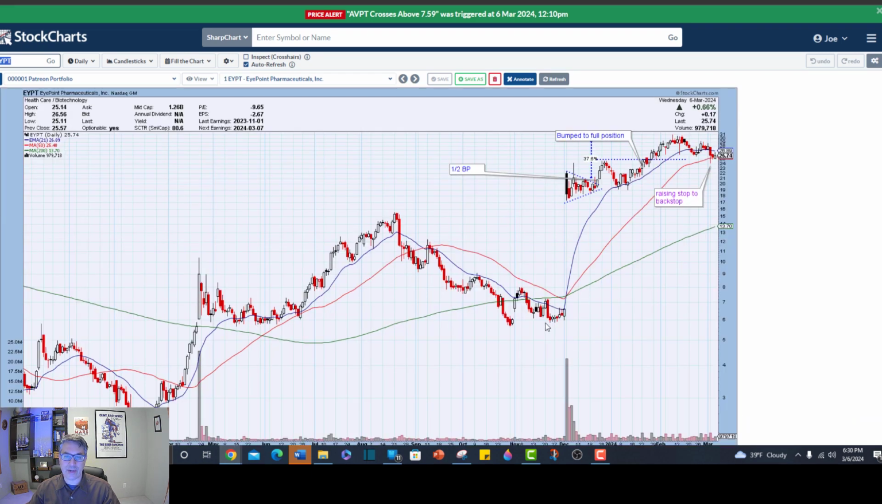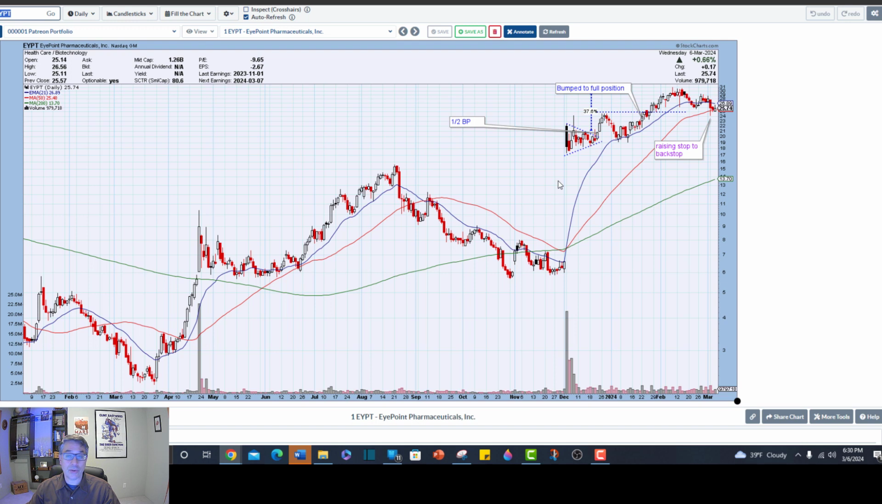Here's another one that I bought. This one I'm currently in, EyePoint. The price action is not as dead as you'd like. Here's your flagpole, nice symmetrical triangle flag, breakout, sitting on a decent little gain. It's testing the 50-day moving average. We'll see what it does.